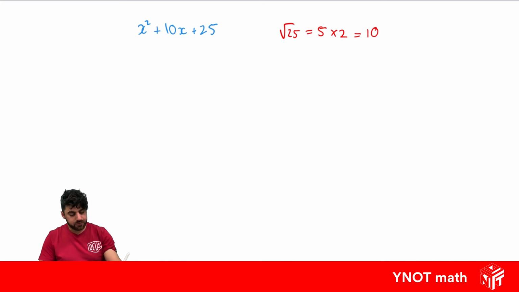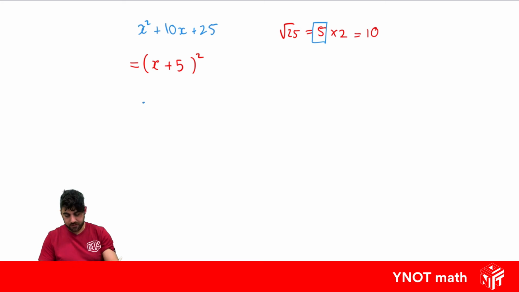Which means that to factorize this, we just write it as (x something) all squared. But what do we need to put there? The thing we need to put there is whatever the square root of the constant term was. In this case, it happens to be 5. And the sign in front of the x term will determine the sign over here as well.